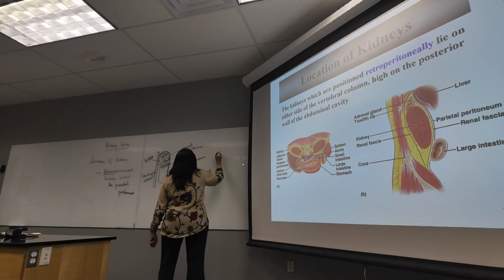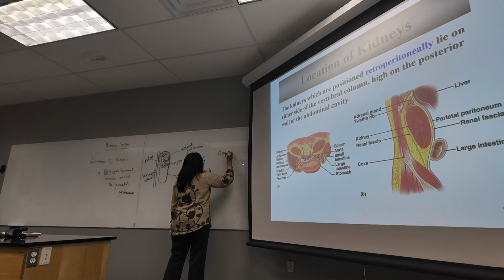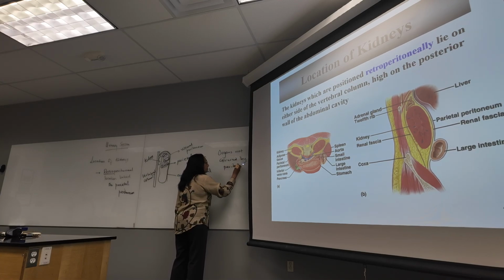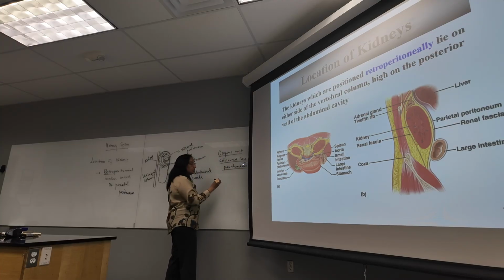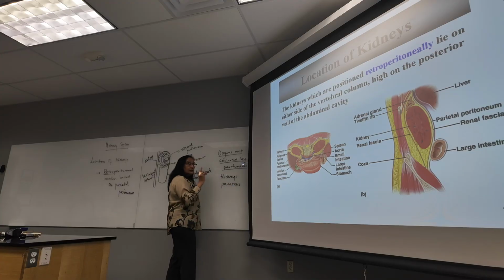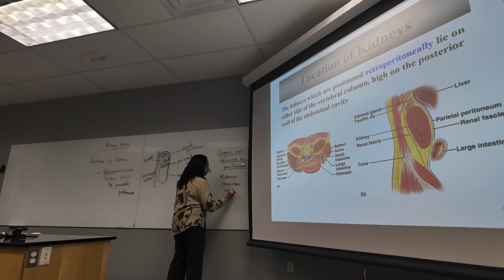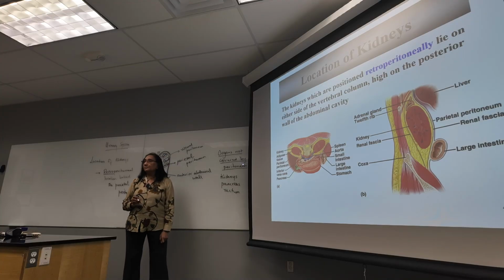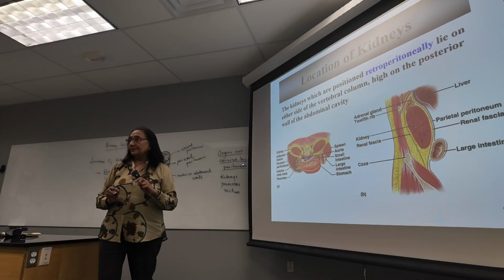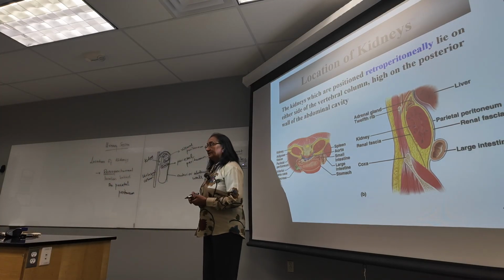So there are a few organs that are not covered by the peritoneum. One is kidneys, pancreas, and rectum. Kidney, pancreas, rectum are not covered by the peritoneum. All other organs are covered, yes.